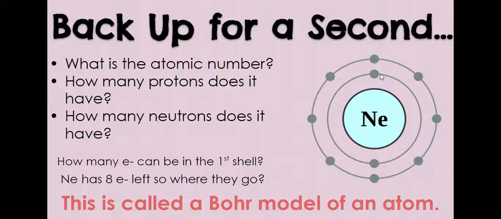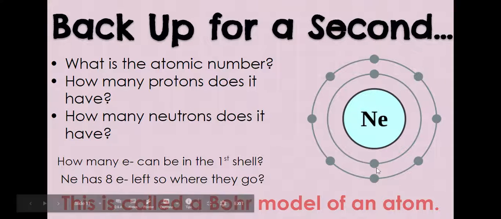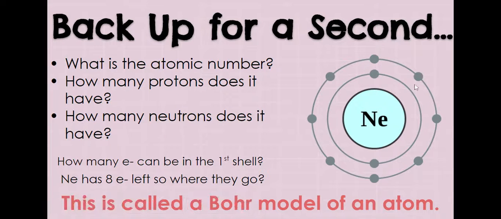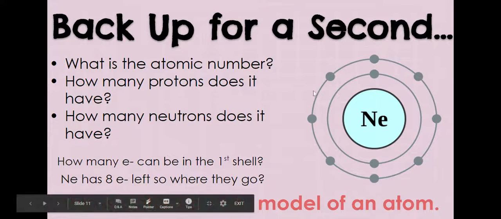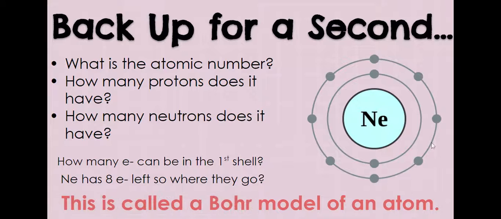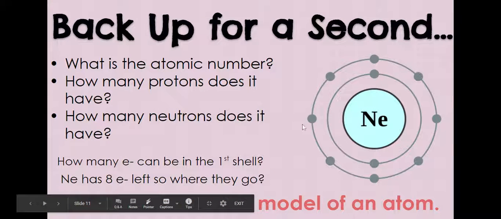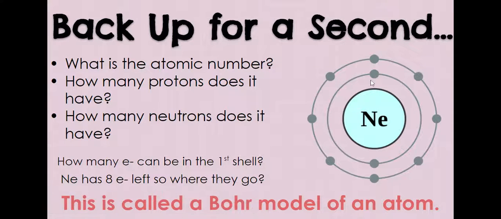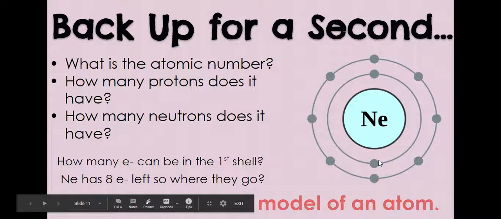That means that neon, with 10 total electrons, now has 8 electrons left. So where would we put those 8 electrons? On the next available energy level. 1, 2, 3, 4, 5, 6, 7, 8, 9, 10. This is called Bohr's model of an atom.